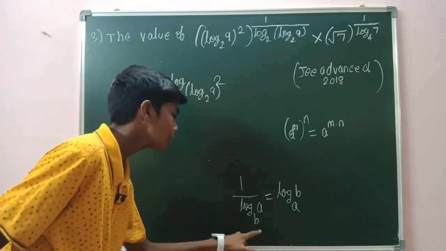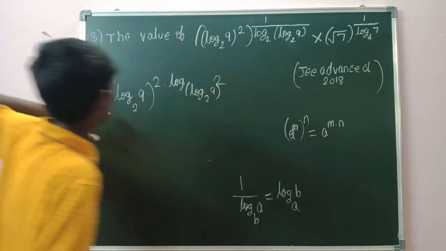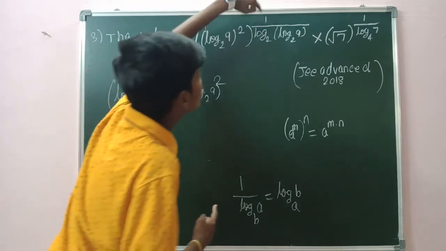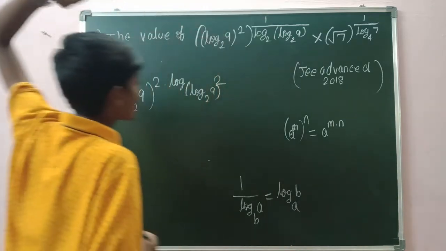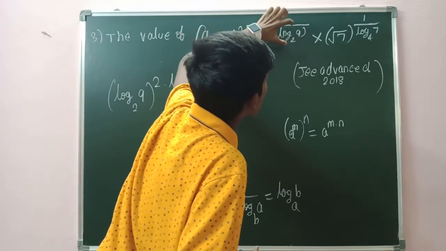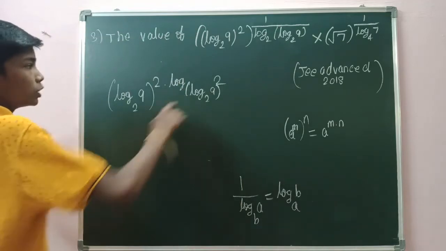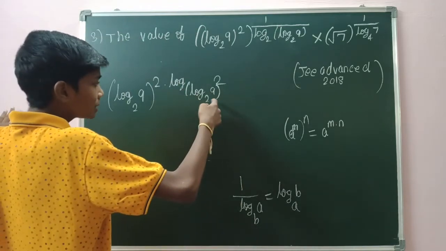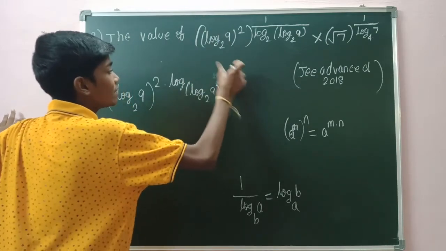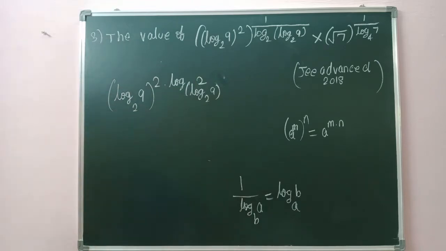So 1 by log to the base b of a can be written as log to the base a of b. Hence, I can write this as log to the base 2 of 9 whole power 2 into 1 by log to the base 2 of log to the base 2 of 9. Hence, I can write this 1 by log to the base 2 of log to the base 2 of 9 as this: log to the base 2 of 9 will become base and 2 will become inside value. That is what I wrote here. So log to the base 2 of 9 of 2. This 2 is inside value. Don't think it's the power. This is inside value. Okay.